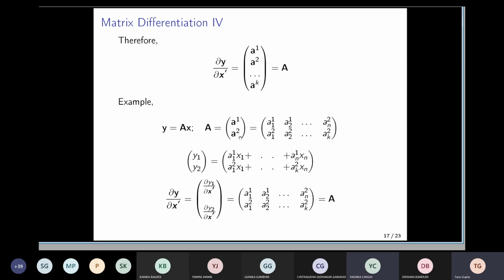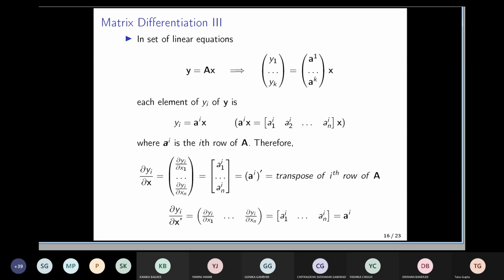Ma'am, your voice is not clear. Okay. So I am saying that we have to find del y over del x prime. So del y over del x prime is nothing but del y1 over del x prime and del y2 over del x prime in a column form. And we have seen in the previous slide that del y over del x prime is a_i, which means the ith row of matrix A.